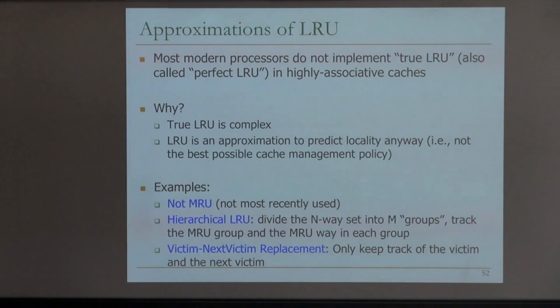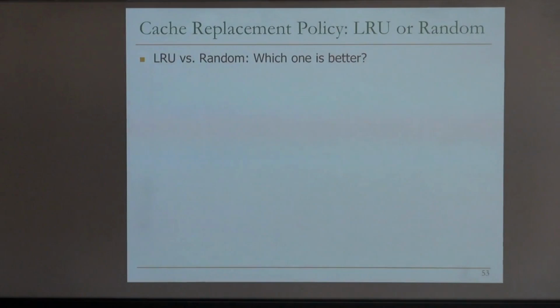I'm not going to go through this, and some victim, next victim replacement. Only keep track of the victim and the next victim. The one to evict next, and the one to evict next after that. This is kind of not the not MRU, but the other way around, basically. But you keep track of two things. It's interesting, basically. These things are implemented in different systems. I'm not going to go through them in detail.